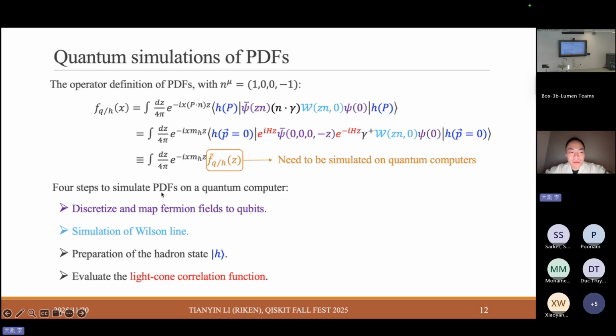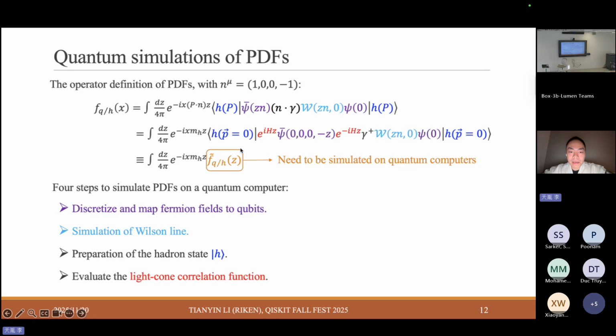So we need four steps to simulate the PDF on a quantum computer. Firstly, we need to discretize and map the fermion fields to qubits. And then we need a quantum algorithm to simulate the Wilson line.